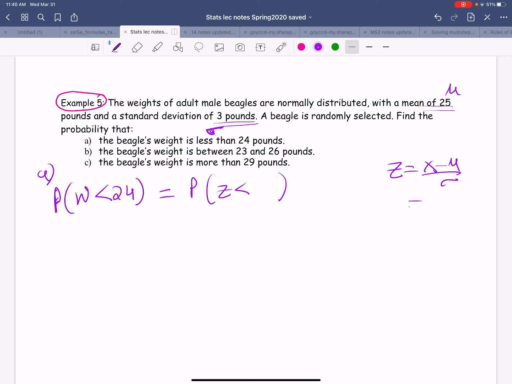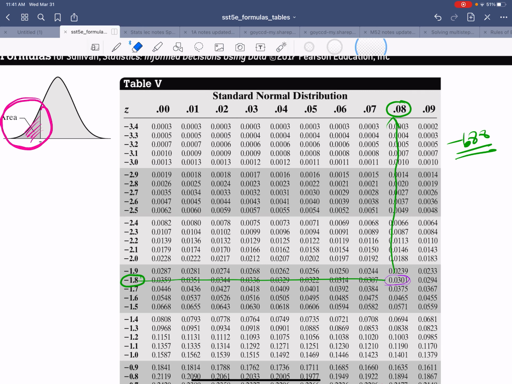The z-score is the data value minus the mean, divided by the standard deviation. In this case the data value is 24, the mean is 25, and the standard deviation is 3. That z-score turns out to be negative 0.3333, and we round it to 2 decimal places, so negative 0.33. We're looking for the area to the left of negative 0.33 on the z-score table. So how much area is to the left of negative 0.33? Let's look at negative 0.33, and area to the left is what we're looking for.